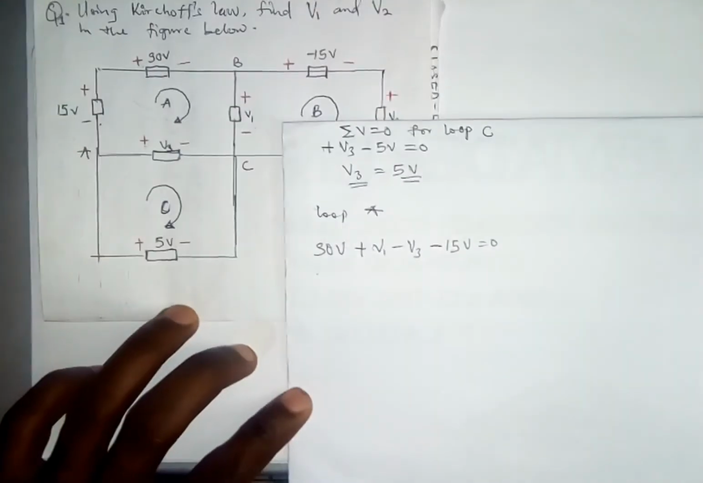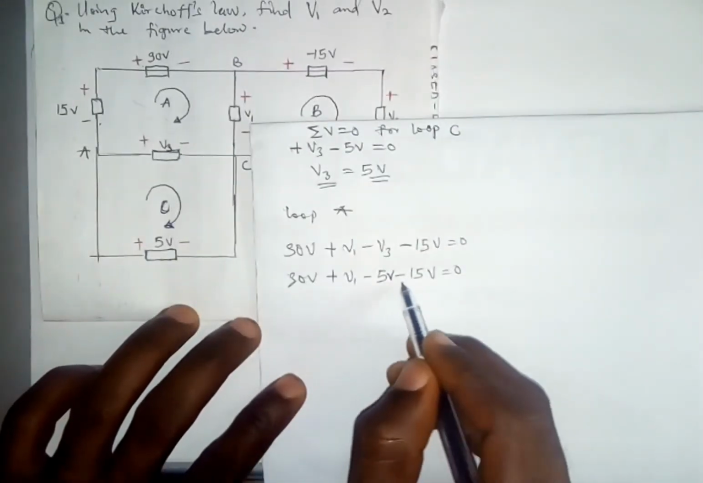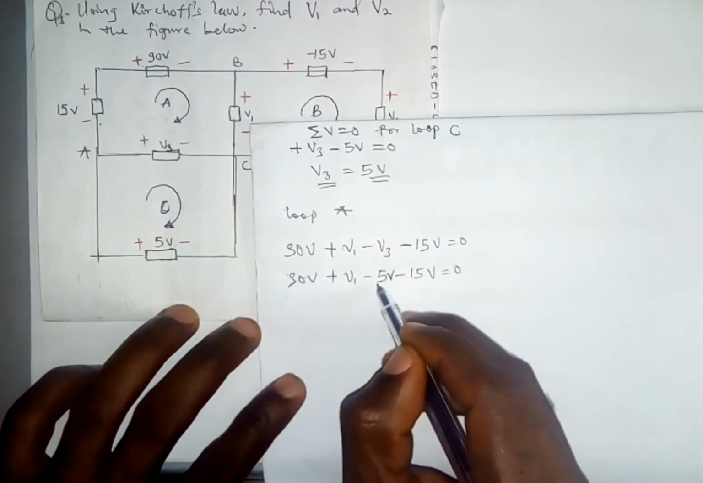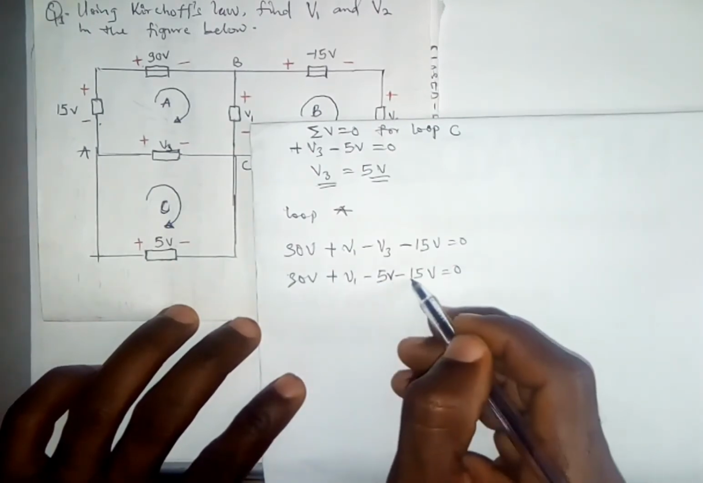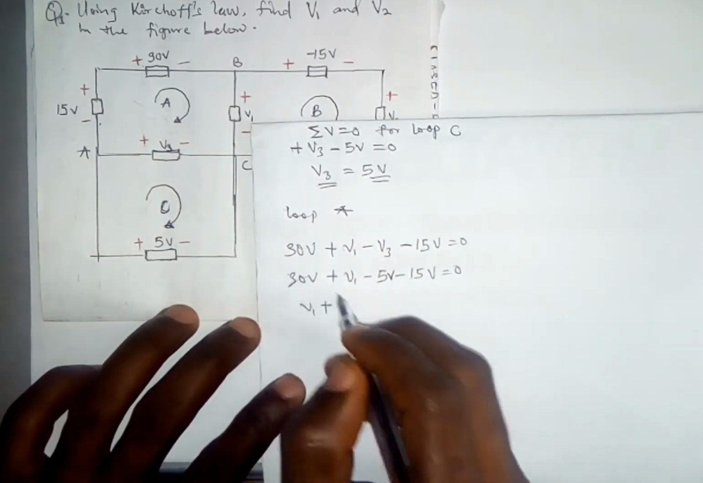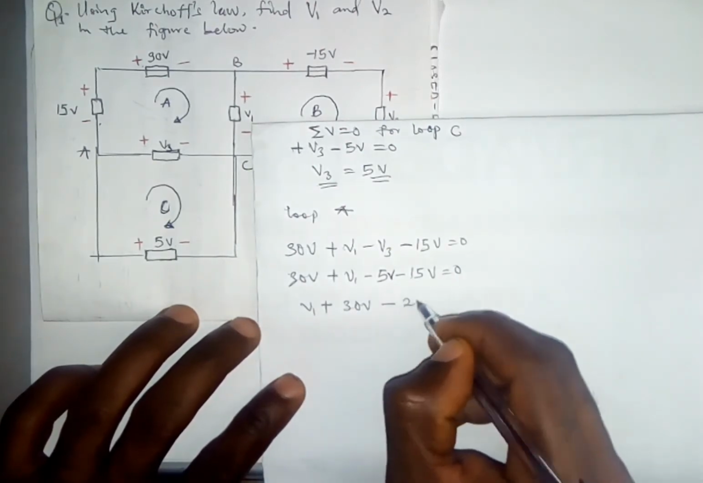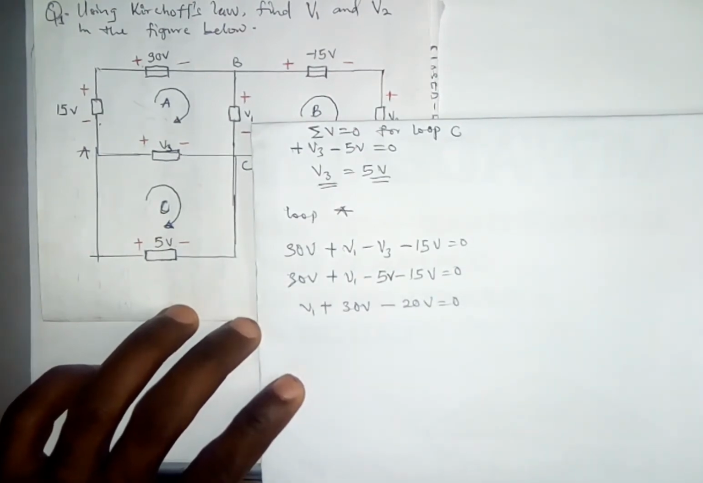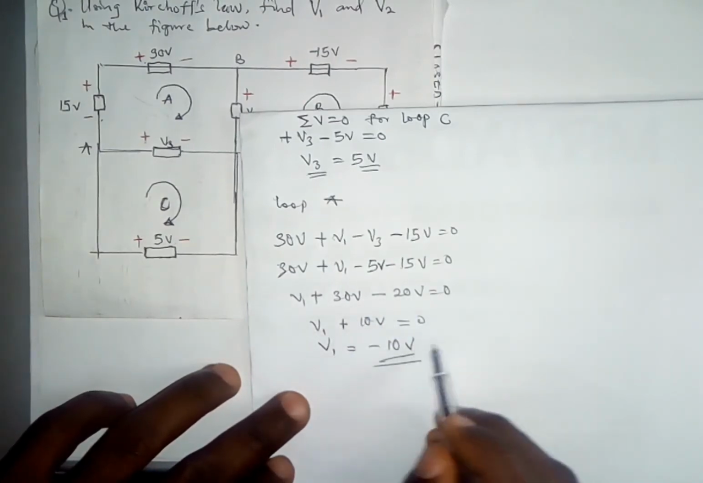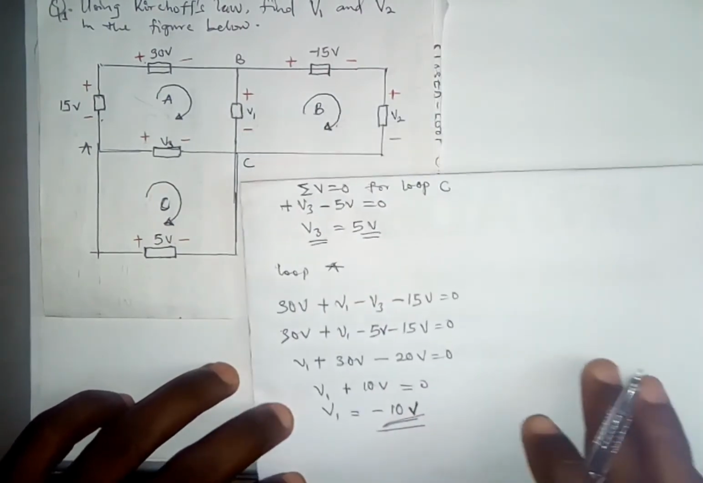So let's just do this. So from here now we can collect our like terms. If we collect our like terms, we have this one together. We are going to have 20, that will be negative 20. So we are having V1 plus 30 voltage, negative 20 voltage equal to 0. So at the end of the day, we find that our V1 is going to be 10 voltage. So that's the V1. So we are not done yet.